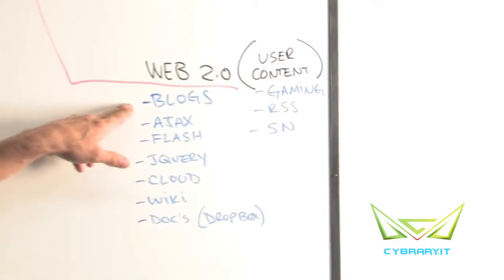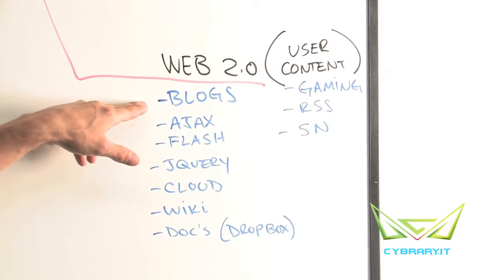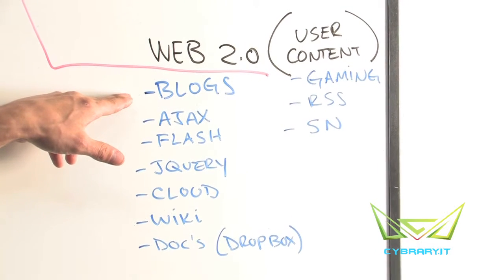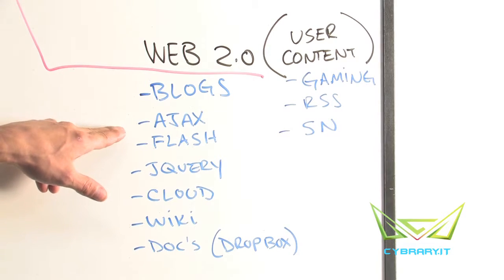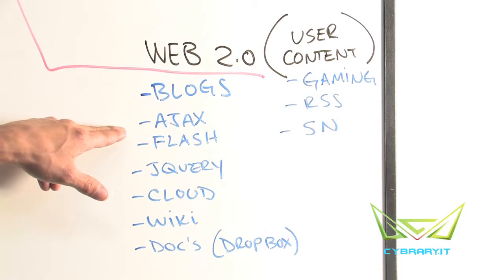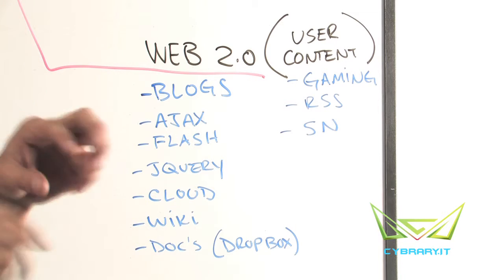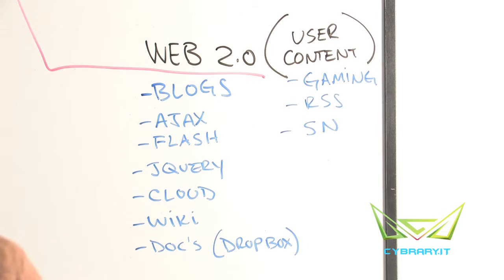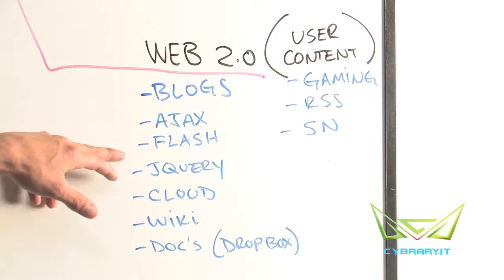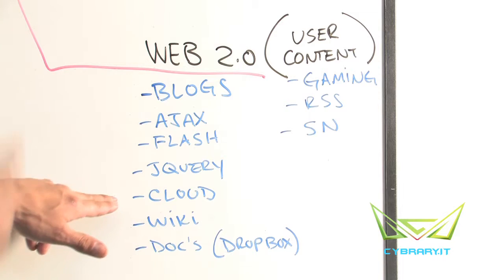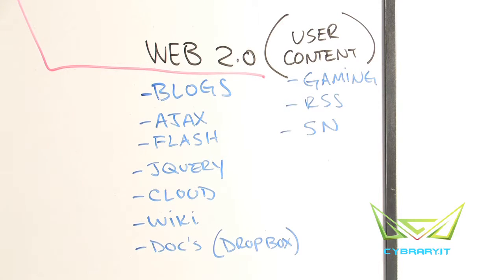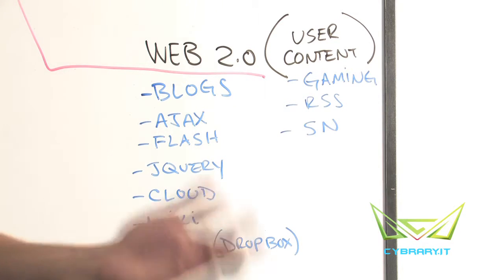Things like blogs, all right? If you can have everybody and their uncle go to a website and post a blog, well, it's user-generated content, therefore Web 2.0. You have concepts like Ajax. Google uses these, YouTube uses these. This is when you start typing and it starts to predict and narrow down what you're actually searching for. Or even Flash, you could consider that Web 2.0 oriented. Or tools like jQuery, or cloud concepts in general. This is really storing things out on the internet in some sort of public fashion. A great example of cloud storage would be Dropbox.